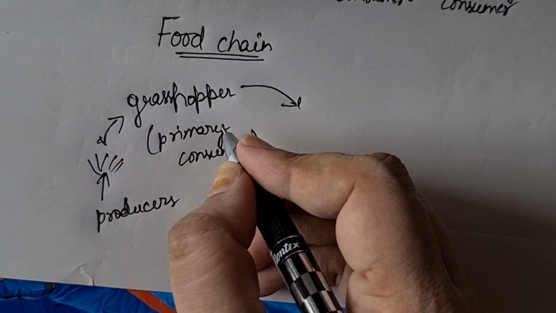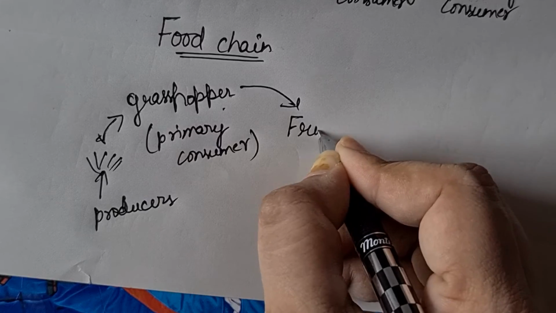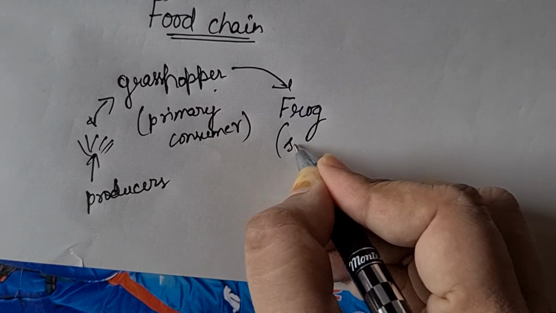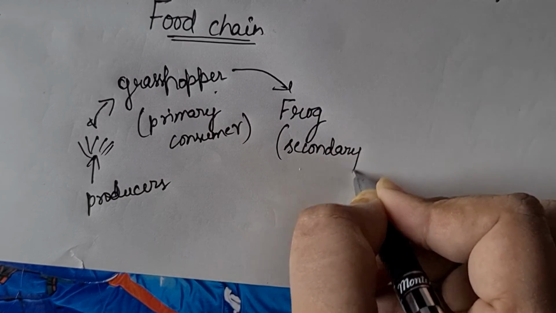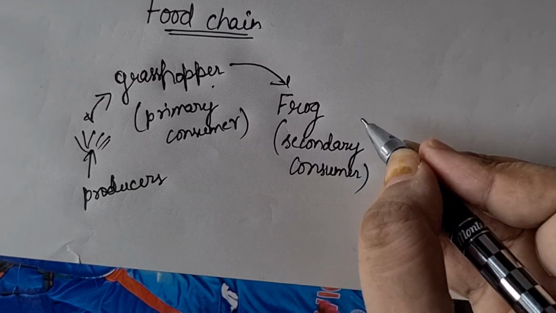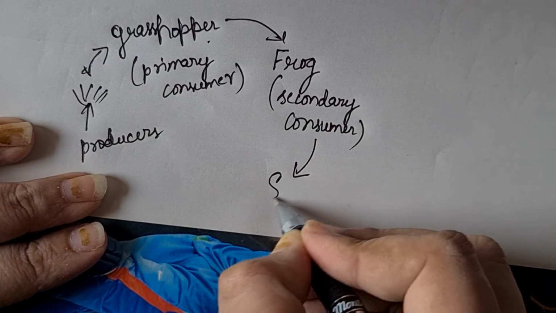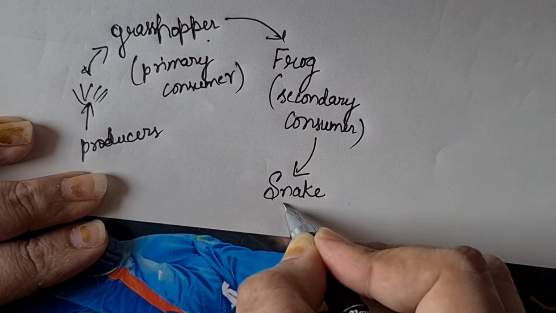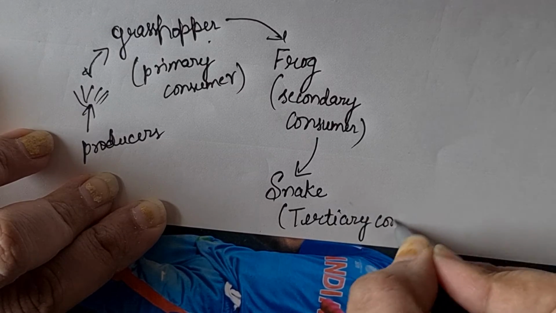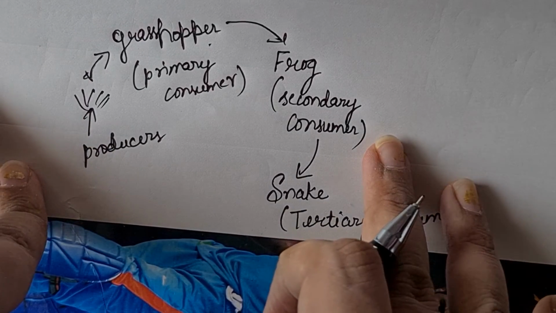Then grasshopper gives the nutrition to the frog, or you can say frog eats grasshopper to take its nutrition. So it is a secondary consumer. And then tertiary, that is snake. For example, snake eats frog, so it is the tertiary consumer. So it takes its nutrition by eating the other consumer, that is the secondary consumer.